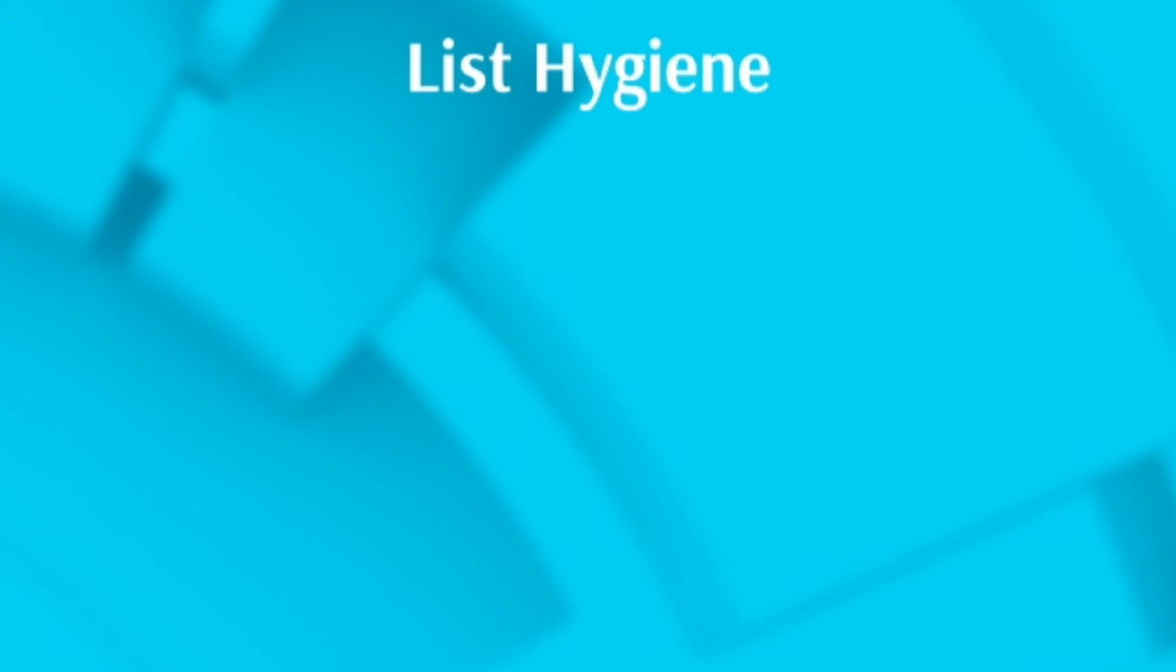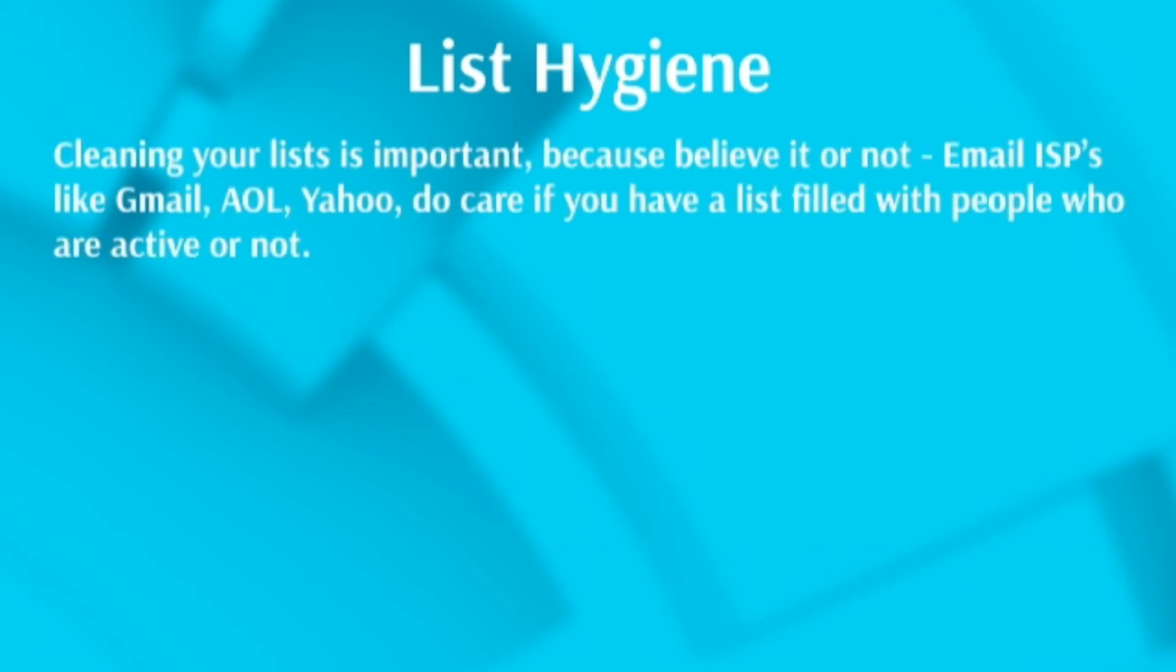So kind of going back to what we talked about in single opt-in versus double opt-in. If you create a double opt-in list, you still need to do a little bit of cleaning, but not as much as compared to that of a single opt-in list where you could be getting a bunch of fake emails. So in other words, cleaning your lists consistently and maintaining that every single month. Because like I said, email ISPs like Gmail, AOL, Yahoo, they do care if you have people on your list that are actually active or not. If they're not, that can be an issue.